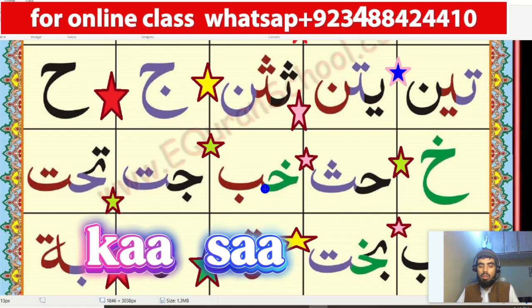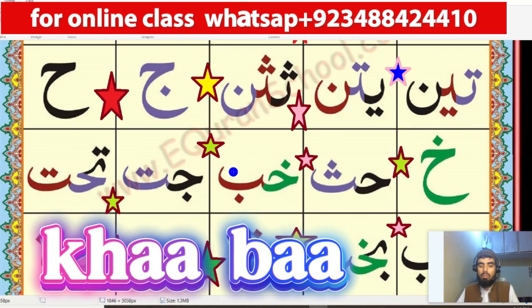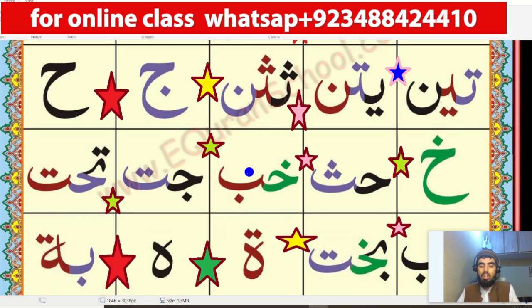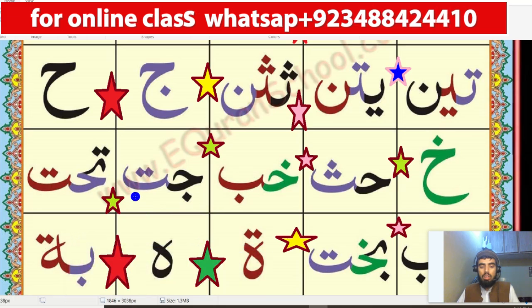Again, that is the first letter ha and the second one ba, ha ba. The first letter is ha letter and after then that is ba letter, and the ba letter has one dot under the letter and the ha letter has one dot on the top. After this jim ta, the jim letter has one dot under the letter and the ta letter has two dots on the top, and that is the first letter, the first shape, the jim letter. The second shape is the ta letter.